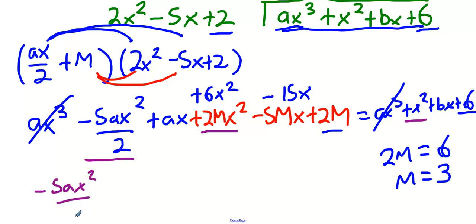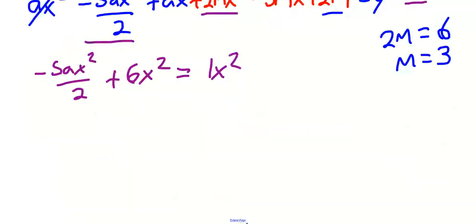5ax squared over 2 plus 6x squared must equal 1x squared, yeah? Can I get rid of the x squareds? Yeah or nay? Why? Everything has an x squared in it. So that means it isn't relevant to them equaling each other. What can I do now?